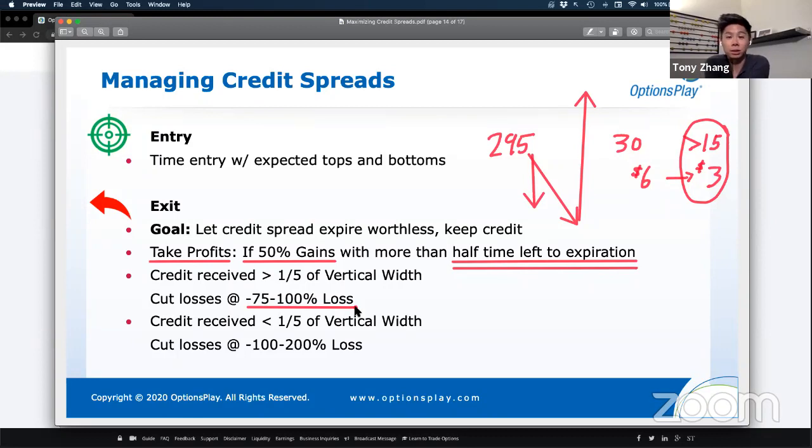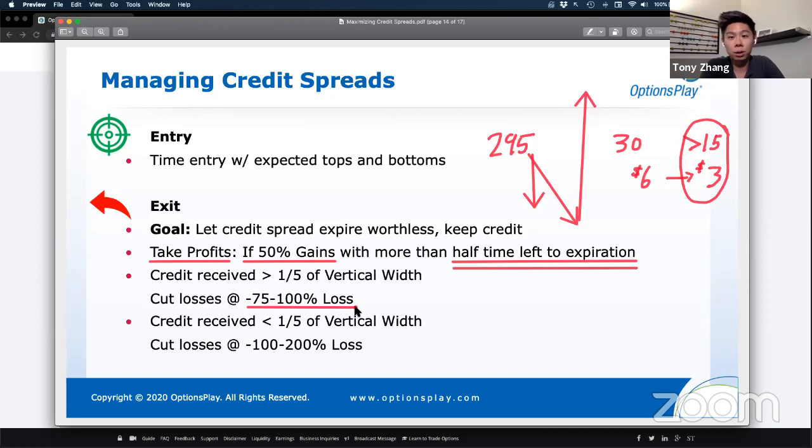In this particular case, this is a rare example where I'm collecting 50% of the width, so I can't really lose more than 100% of the income that I receive. But most of the time, you're able to lose twice as much as the income that you receive. So as long as you lose 100% of the income that you received, it's time to cut your losses on that trade.